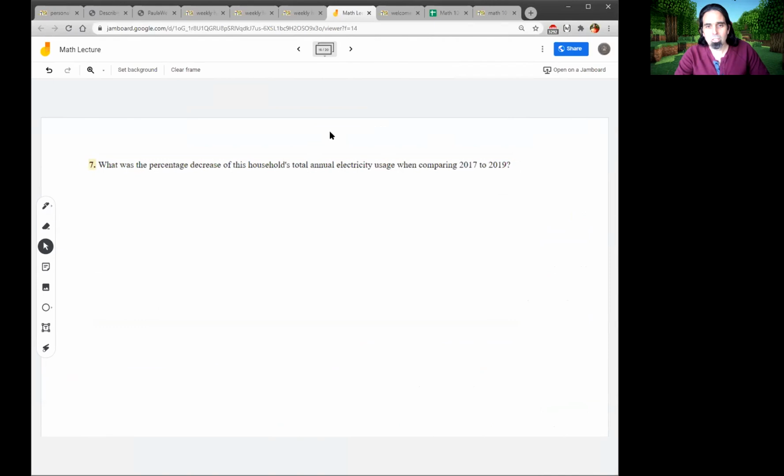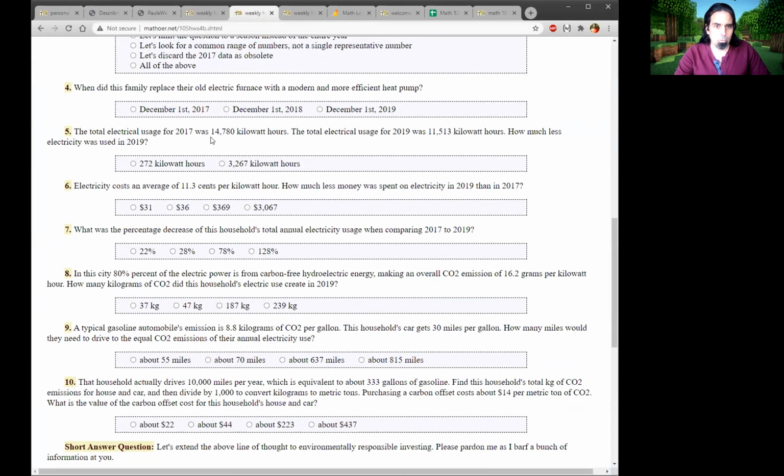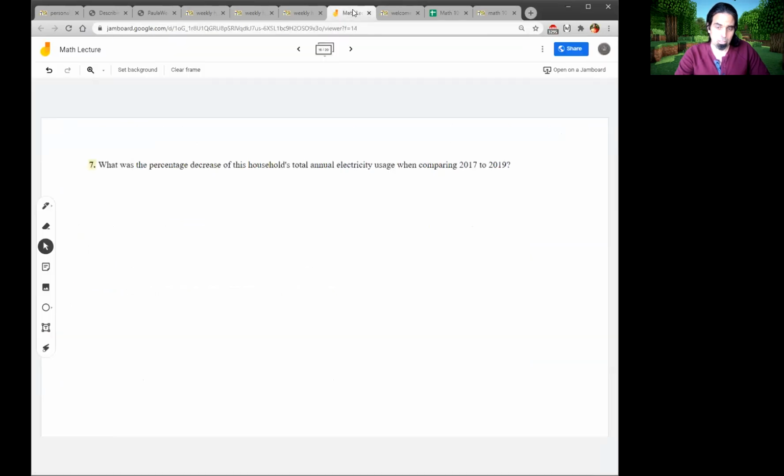So there'll be something sort of like 7. Remember that 7 was based on 5. You didn't actually have to add up any numbers to find their total annual electrical use. That was just given to you in a previous problem. So you're trying to find a percent decrease with 2 numbers that are given to you. So far, so good.